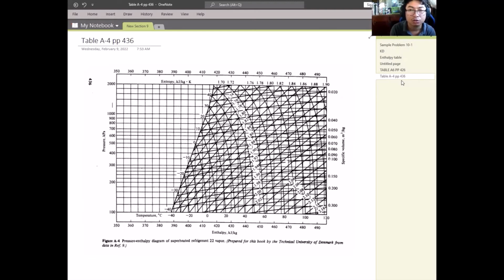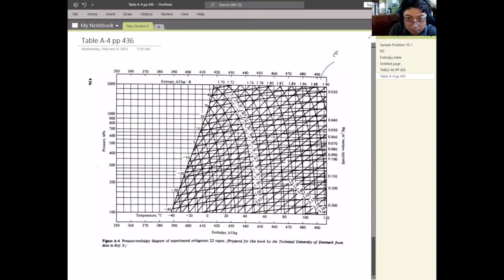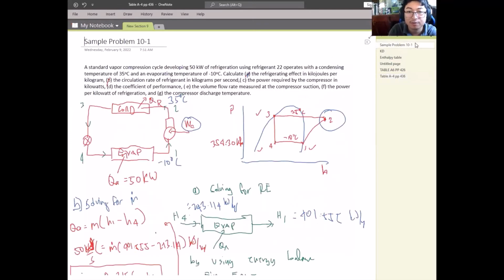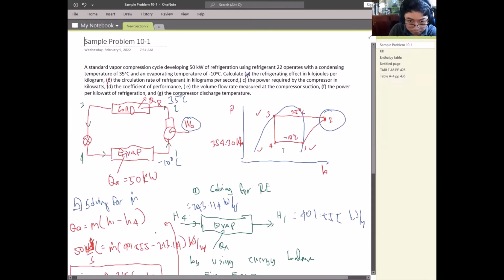So first things first, we have the entropy, pressure, or specific volume, but I think we need two of those values. Let's go back to our chart. I think we can get the pressure, because from point 3 to point 2 is a constant pressure process. So what is the pressure of point 3?